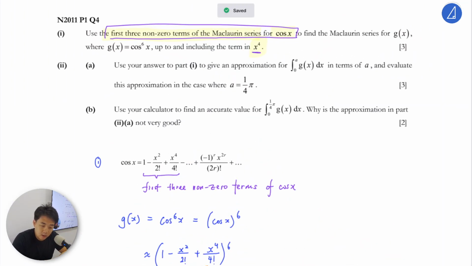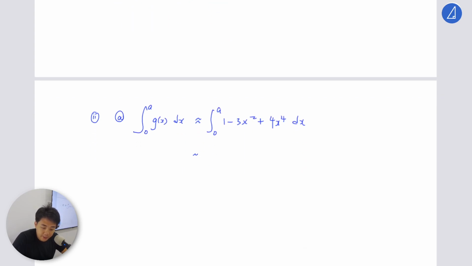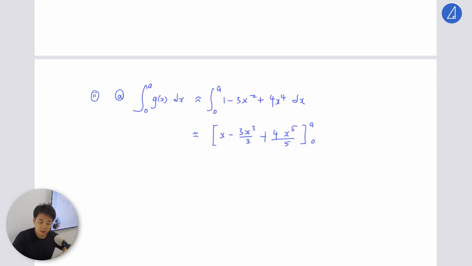Part 2, part 1: use it to give an approximation in terms of a. So this is g(x). Just copy the Maclaurin series, because you just want the approximation. The reason why we use Maclaurin series is because for a polynomial it's easy for us to integrate and differentiate. So this will be x minus 3x cubed over 3 plus 4x to the power 5 divided by 5. Then this will be from 0 to a, so this will be a minus a cubed plus 4 over 5 a to the power 5.